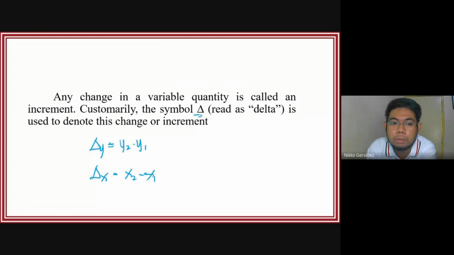The variables with a subscript of 1 are the initial values, and those with a subscript of 2 are the final values. So when you take the difference, that is the change in variable, or the increment. Okay, so that's delta y over delta x.